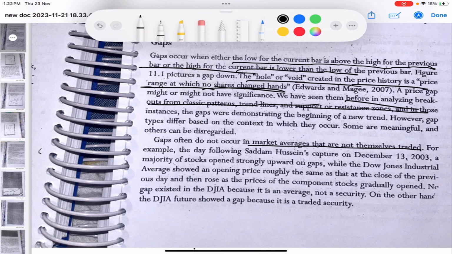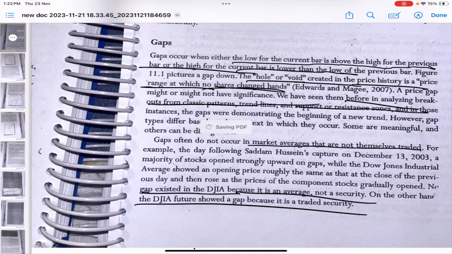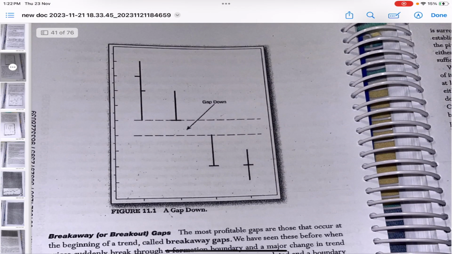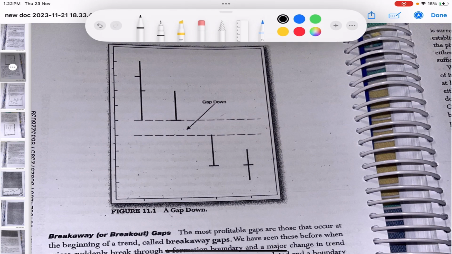Okay, next. No gap existed in DJIA because it's an average, not a security. Okay, that's what they've said, what I just explained. So they are basically showing you how a gap looks in a bar chart, and we know what a gap up and a gap down is. If the same thing happened somewhere over here, it would have been a gap up. Here it is the gap down, and this is a bar chart, so make sure to keep that in mind.